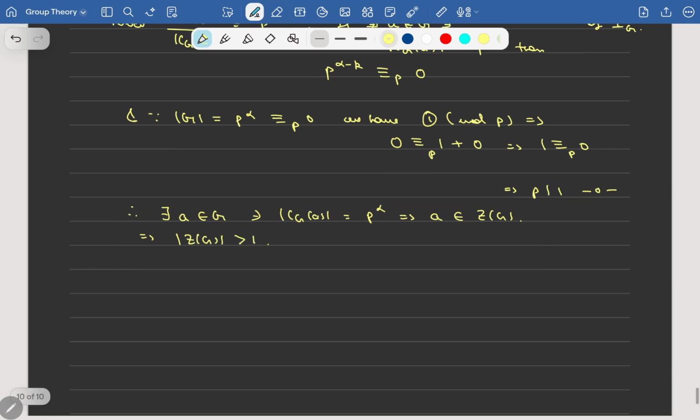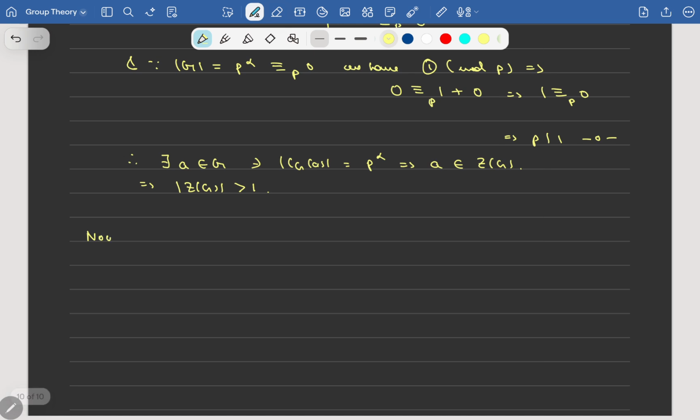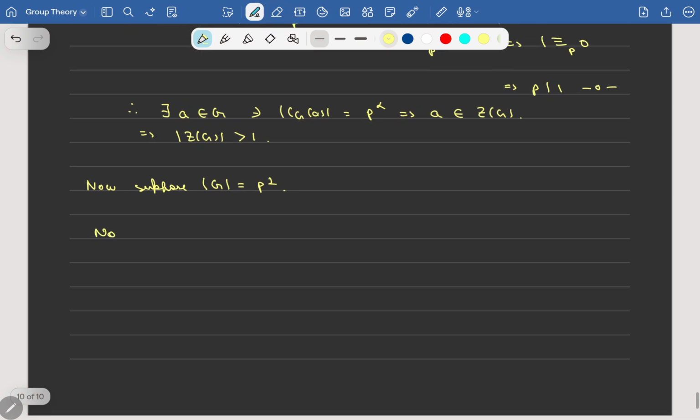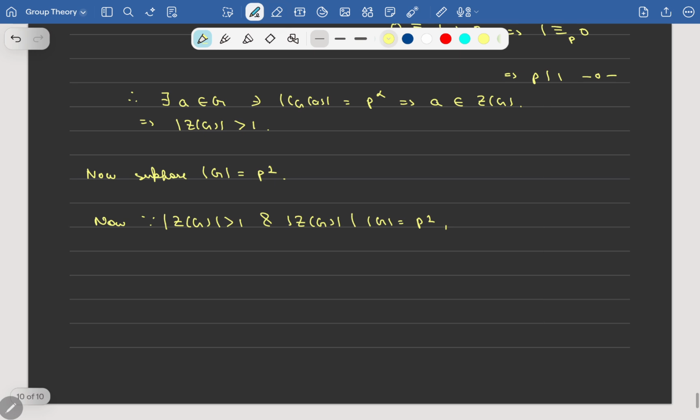So it's non-trivial. Now suppose the order of the group is p squared. Now since the center is non-trivial, so it's greater than 1, and it divides the order of G, which is equal to p squared. So what are the only possibilities for it?